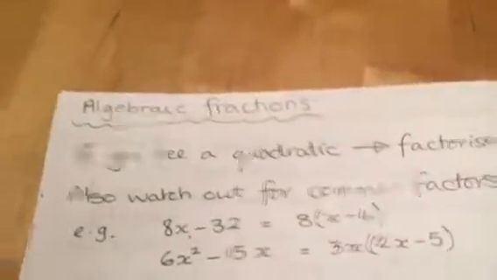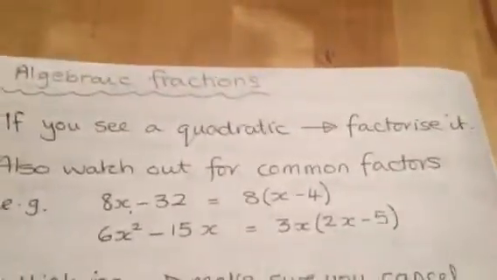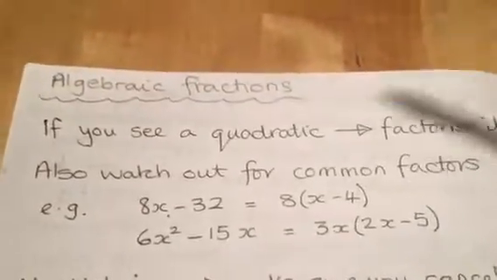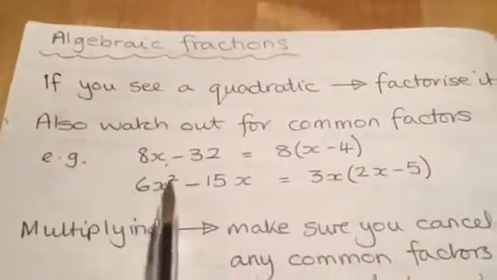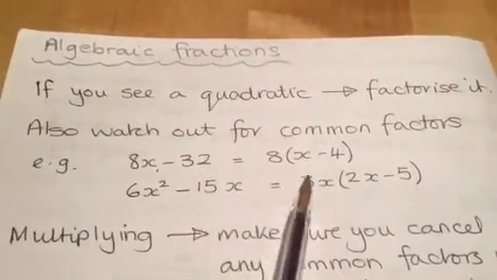So algebraic fractions in C3. Basic rule of thumb, if you see a quadratic, factorise it. That makes it much easier. Also watch out for common factors, not just quadratics. They're very easily missed. So 8x minus 32, take the 8 out.